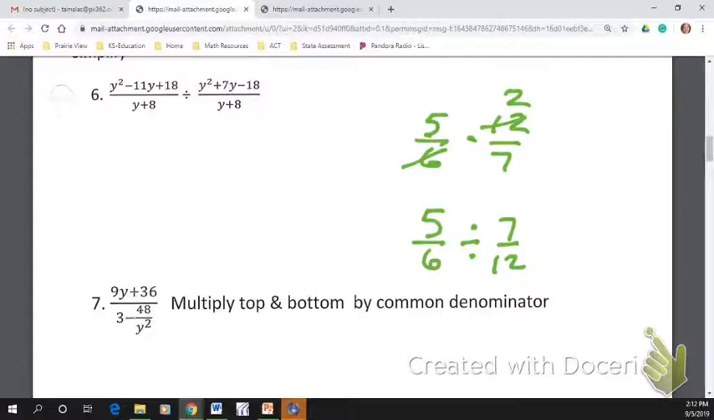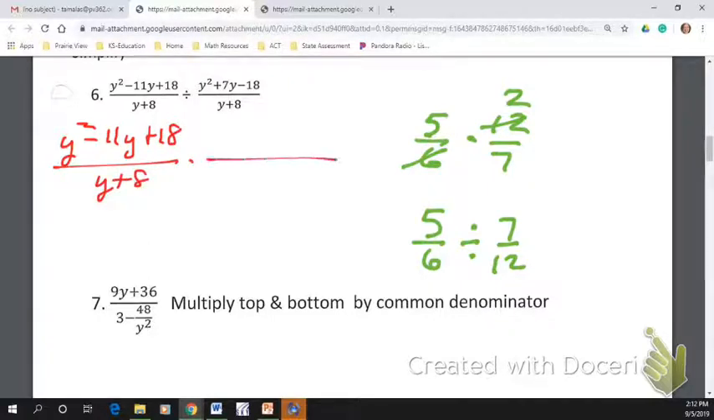Okay, so we're going to follow the same procedure over here. I have division, so I'm going to flip this one over and change this to multiplication. So we have y squared minus 11y plus 18 all over y plus 8. Flip it over, and I have y plus 8 over y squared plus 7y minus 18. When you start factoring, you're going to get y minus 2, y minus 9 on top. Can I go ahead and cancel these? Yes, I've got multiplication between them, so I can cancel that whole quantity with that.